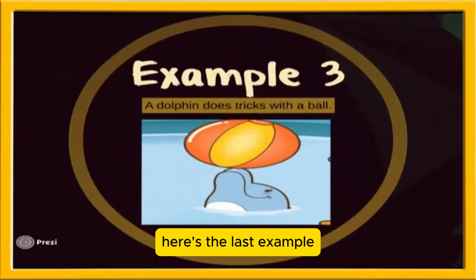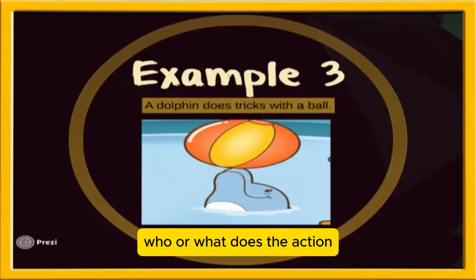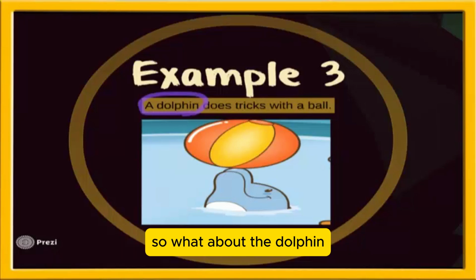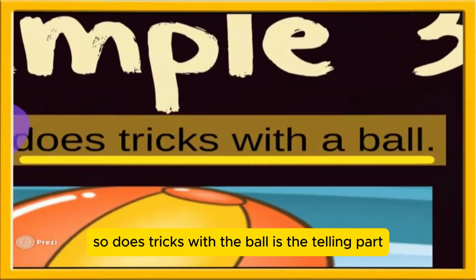Here's the last example. A dolphin does tricks with a ball. Who or what is the sentence about? Who or what does the action? A dolphin. A dolphin does the action. So what about the dolphin? What does the dolphin do? Does tricks with the ball. So does tricks with the ball is the telling part.